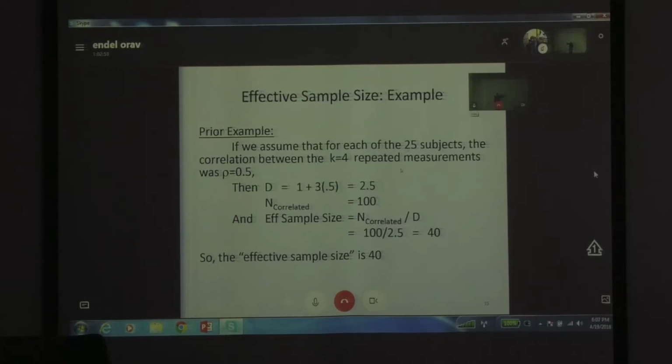It will always be between 25 and 100. If the correlation were higher than 0.5, the effective sample size would have been lower than 40. If the correlation was lower, I would have gained more information. The effective sample size would have been higher, closer to 100. But right now, this study, 25 subjects measured 4 times each, is the equivalent of a study of 40 independent subjects. This is like 40 independent measurements. That's my effective sample size. And like I said, it's a fairly straightforward calculation with one guesstimate involved, the correlation.